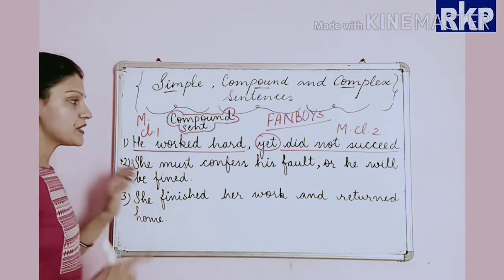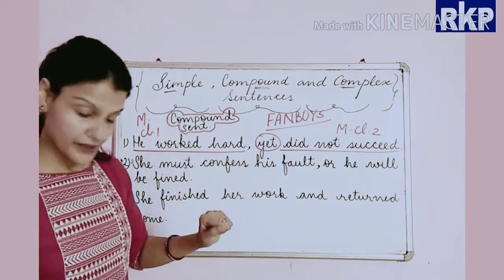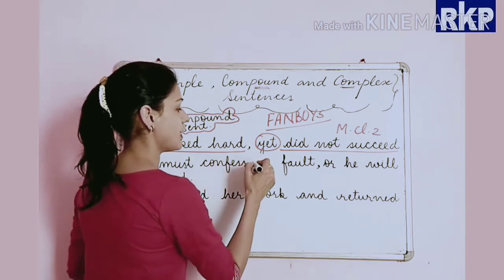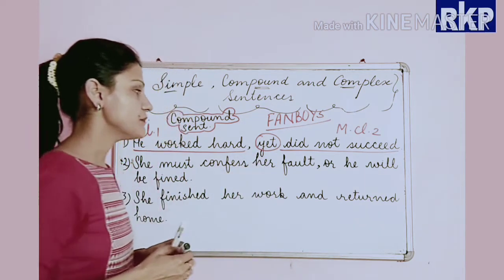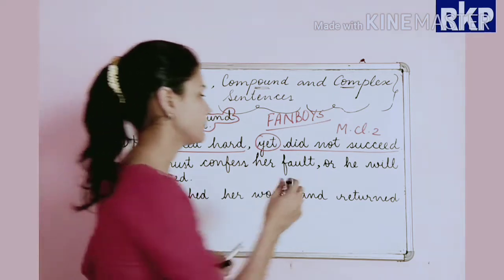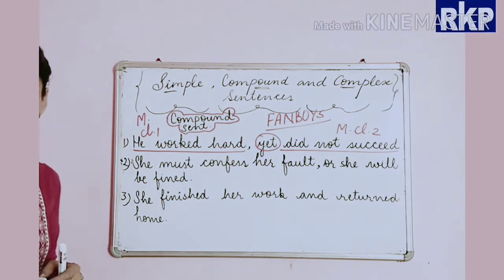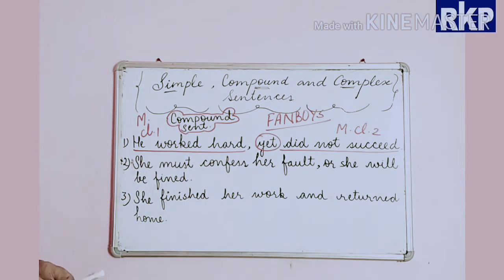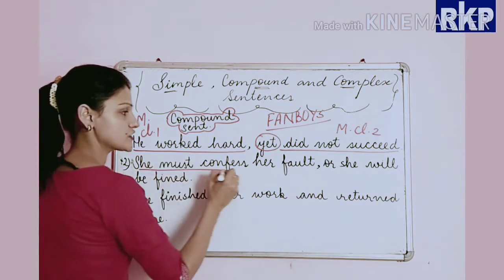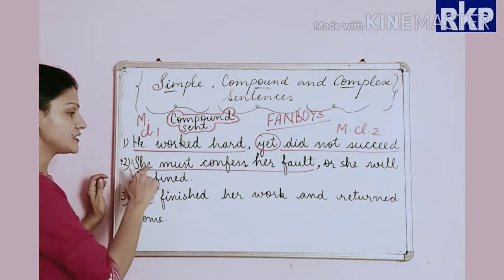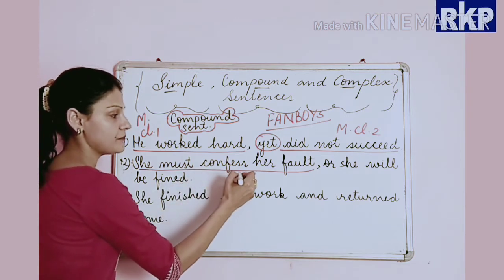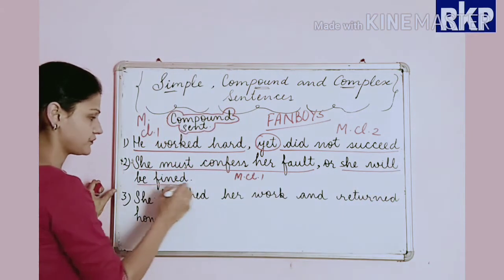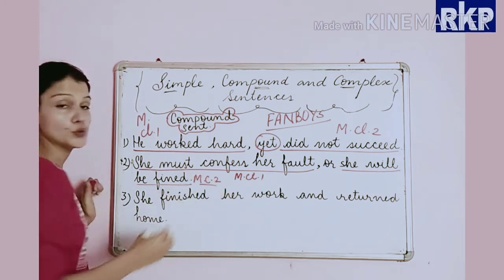So next is, she must confess. She must confess her fault. She must confess her fault, or she will be fined. All right. She must confess her fault, or she will be fined. Now beta, again we have two clauses. First clause, first main clause, she must confess her fault. This is main clause one. All right, she will be fined. This is main clause two, right?